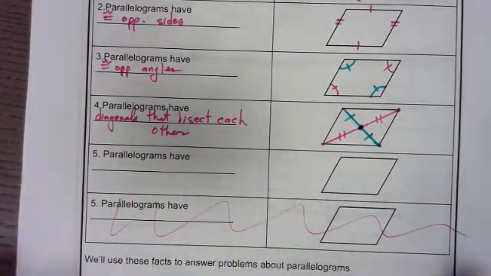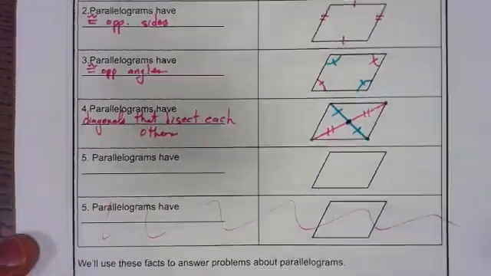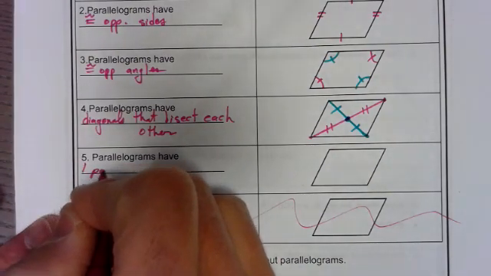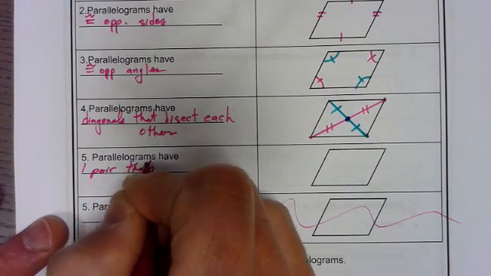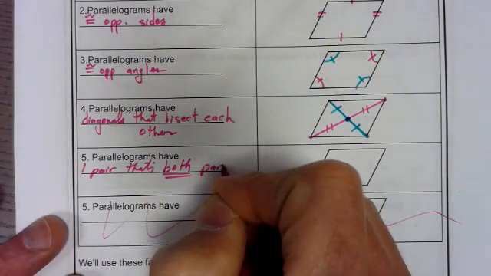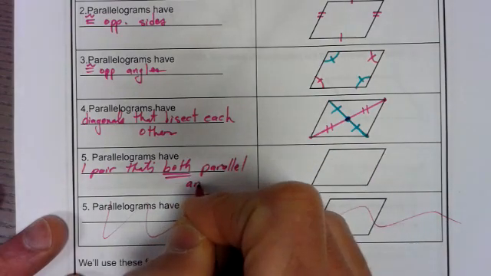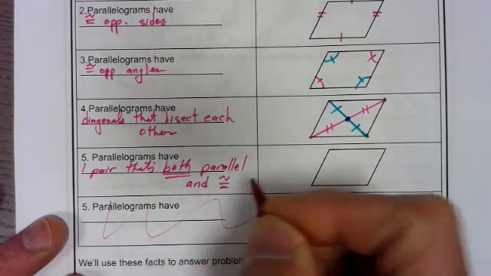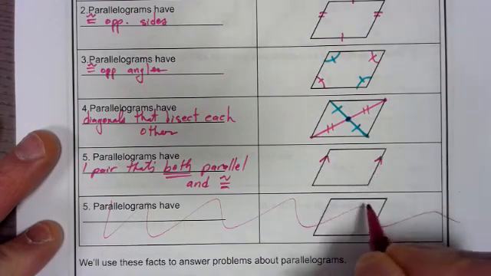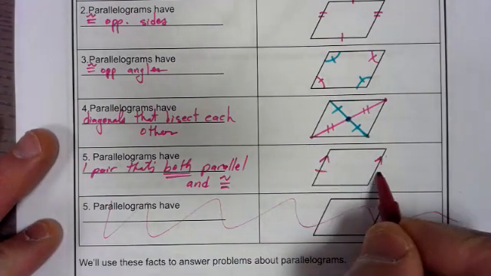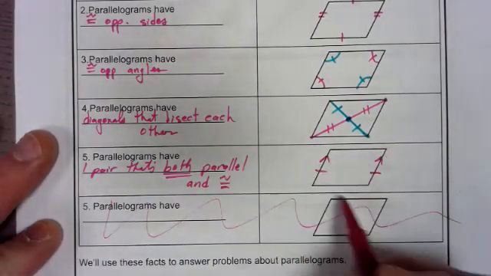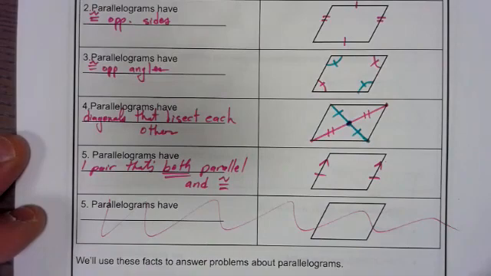The last thing about parallelograms is the other way that we can know that we have a parallelogram is if we have one pair that's both parallel and congruent. So what I mean by that is if we have just these two sides here being both parallel and congruent to each other, that tells us that this figure is in fact a parallelogram.